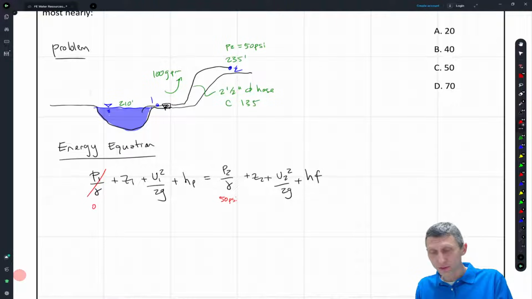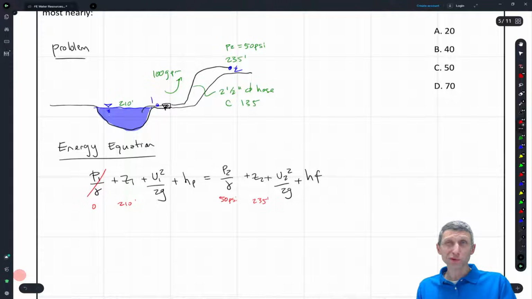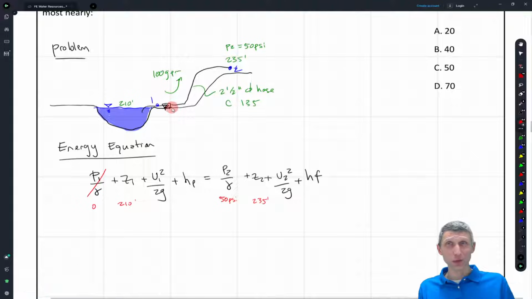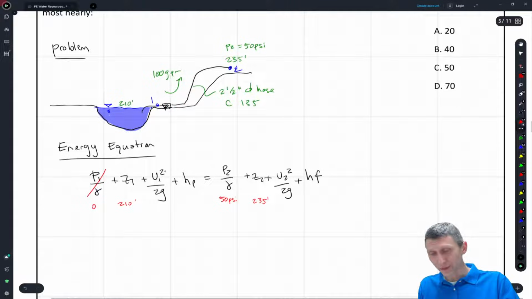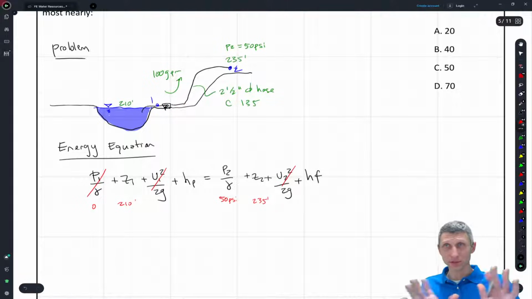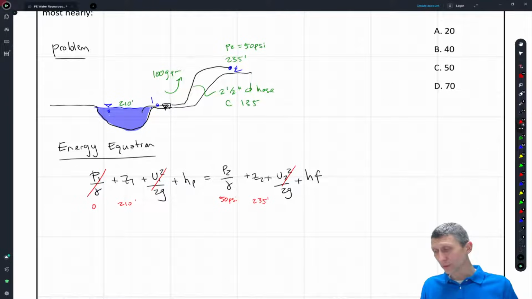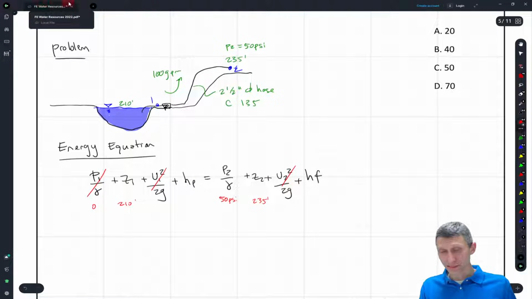Z1, what do we know? We know Z1 is going to be 210. Z2 is going to be 235. And then what do we do for velocities? Well, we have a continuity equation that says Q equals AV. All of this is 2.5-inch diameter hose, so the A doesn't change, the V doesn't change, the Q doesn't change. By continuity, we're going to say V1 equals V2 and cross those out, because we're not worried about the velocity head for this system.